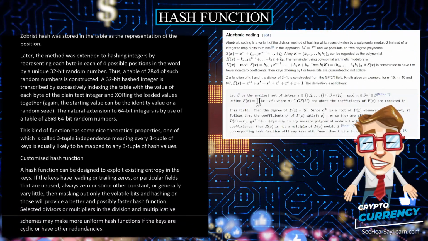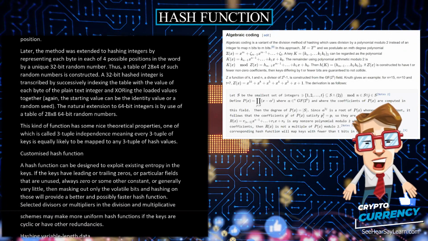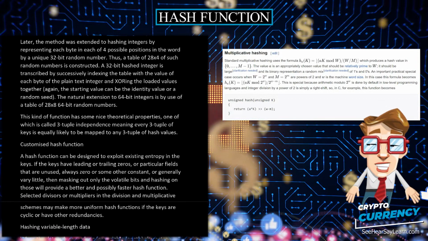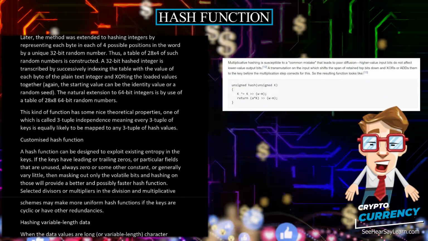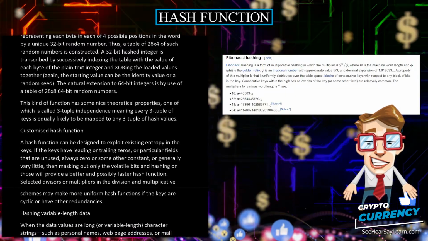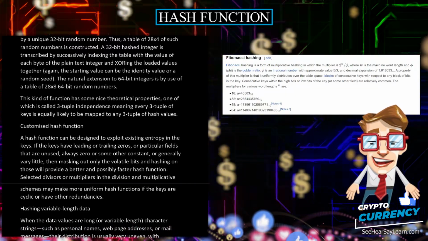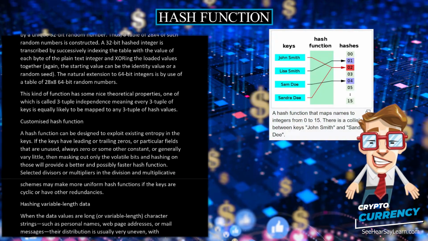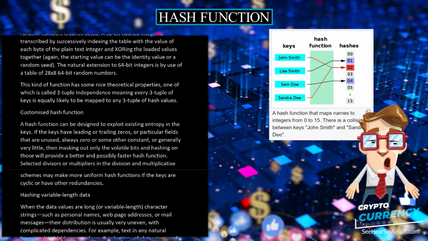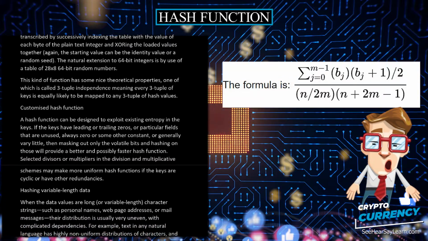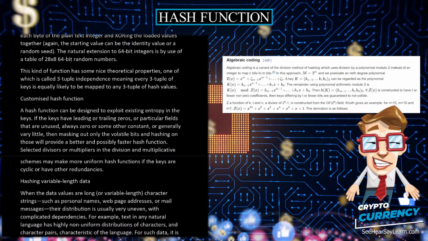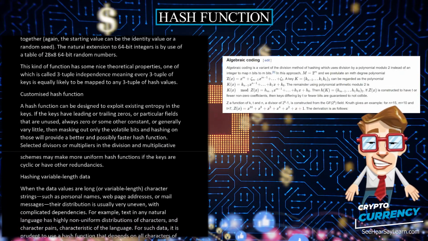Customized hash function. A hash function can be designed to exploit existing entropy in the keys. If the keys have leading or trailing zeros, or particular fields that are unused, always 0 or some other constant, or generally very little, then masking out only the volatile bits and hashing on those will provide a better and possibly faster hash function. Selected divisors or multipliers in the division and multiplicative schemes may make more uniform hash functions if the keys are cyclic or have other redundancies.